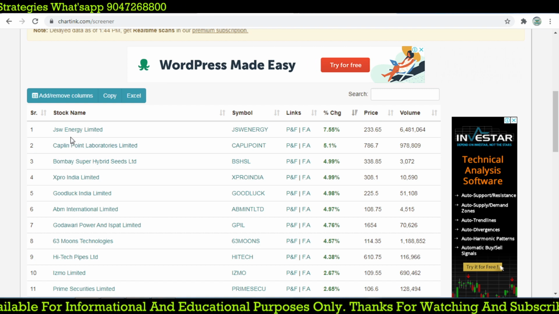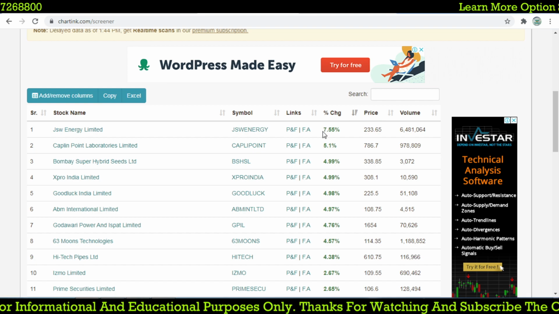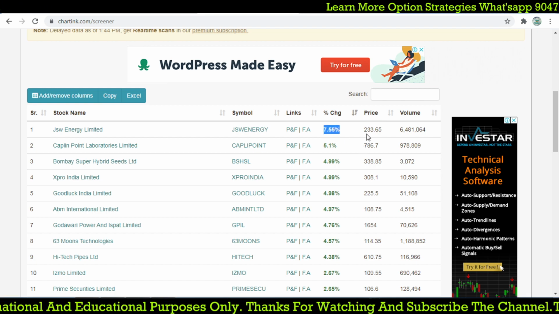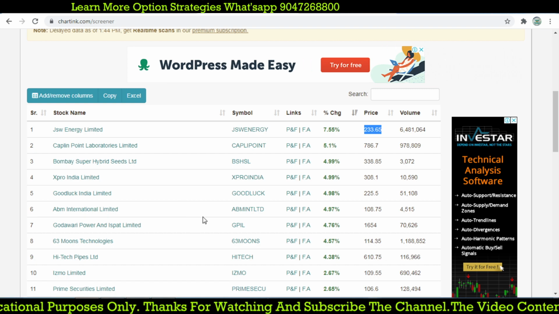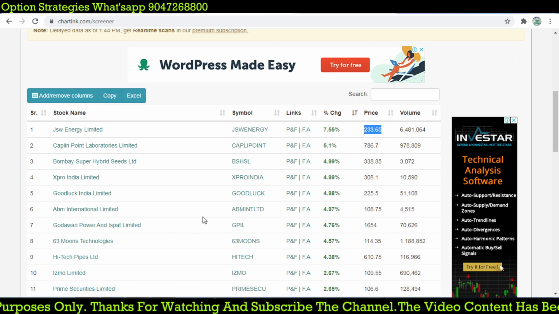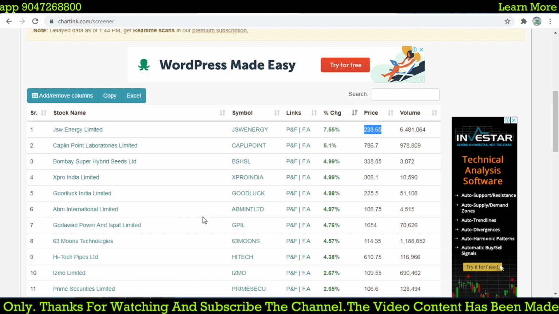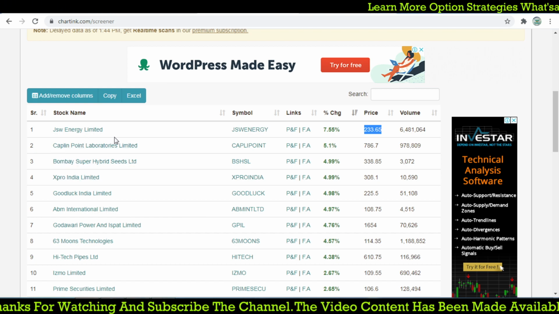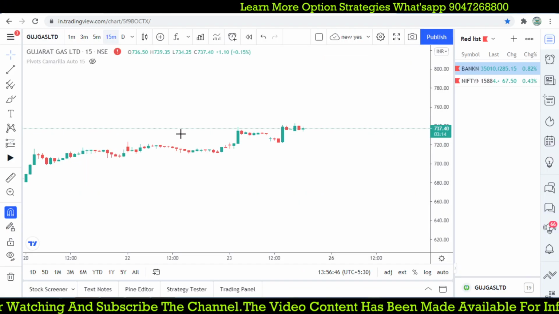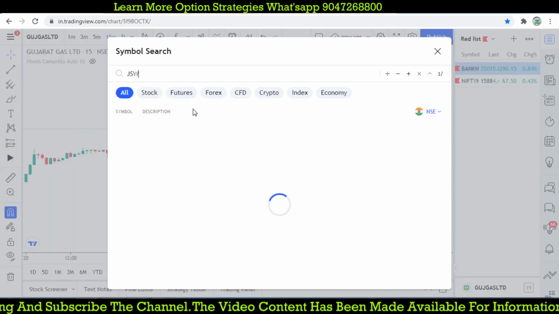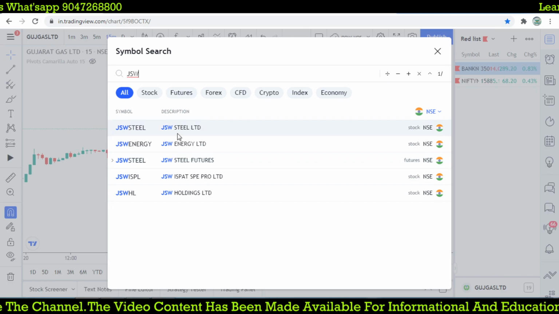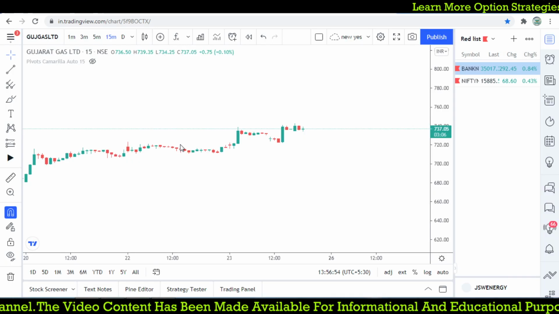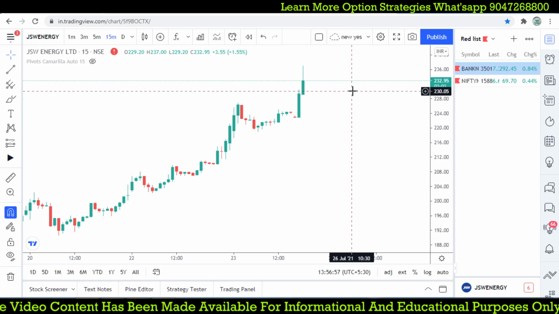JSW Energy has increased almost 7.5%. The price of the stock is around 233. If you are focusing on this kind of stock, take only buying opportunities, not selling opportunities. Let's check JSW Energy on the chart now. I'm going to simply apply the 15 minute breakout. JSW Energy is currently trading at 233.